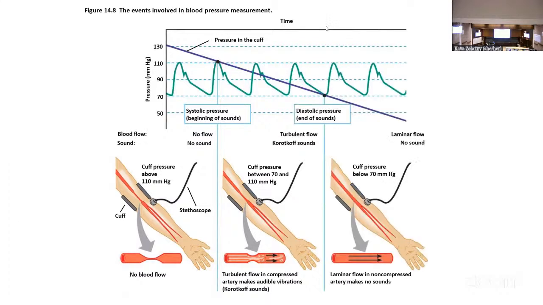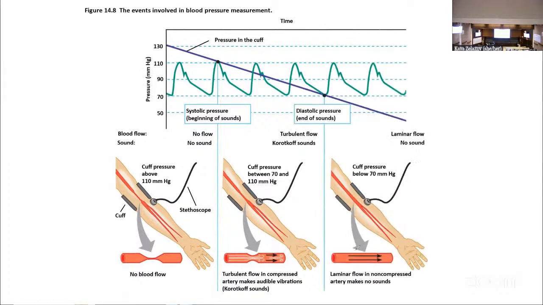Okay. So we keep going until we have a completely uncompressed artery, right? When we have no turbulence, no waves, nothing impeding our flow, we have this laminar flow. We're not going to have any sound. So that's diastole.